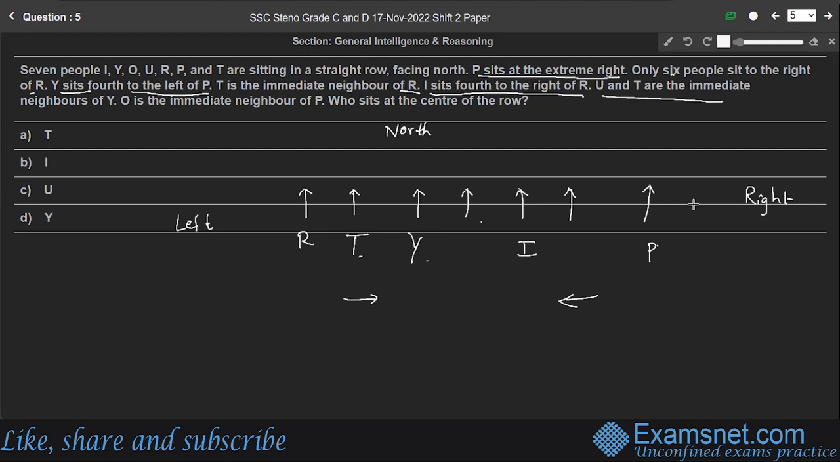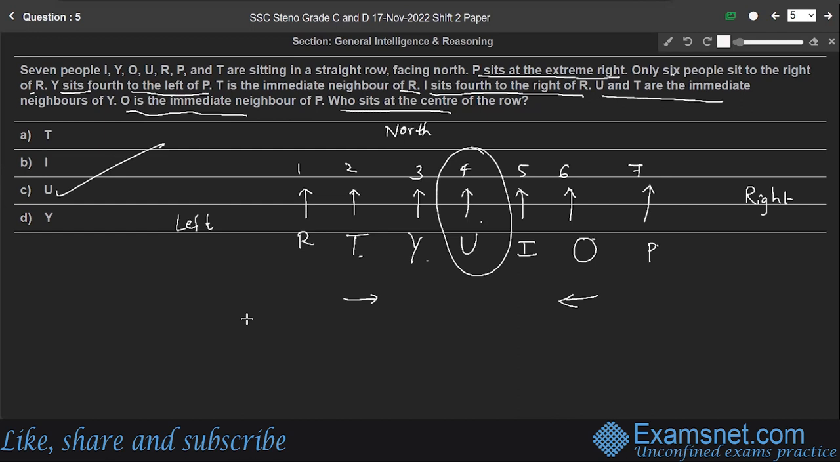And U and T are the immediate neighbors of Y. U and T are immediate neighbors of Y, right? Therefore, U is the fourth person. And next, O is the immediate neighbor of P. Yes, O is the last but one person or second person from right end, right? And the question is, who sits at the center of the row? At the center of the row is nothing but the fourth person, right? So 1, 2, 3, 4th person is the person who is sitting at the center, who is U, right? U sits at the center of the row. So option C is the right answer.